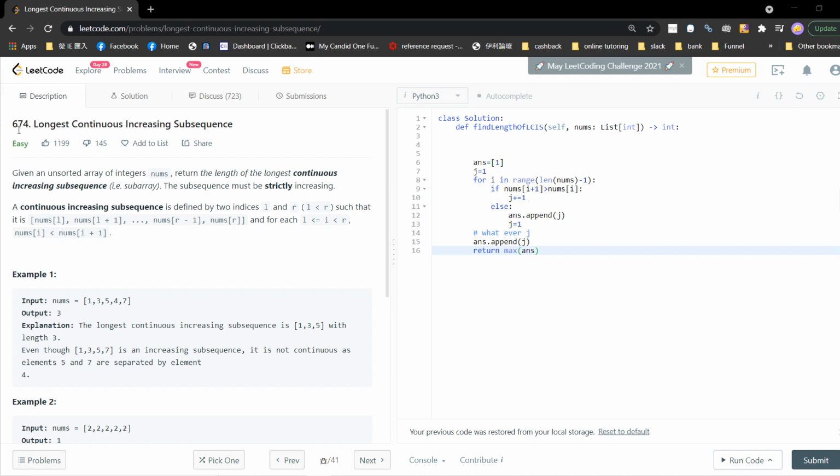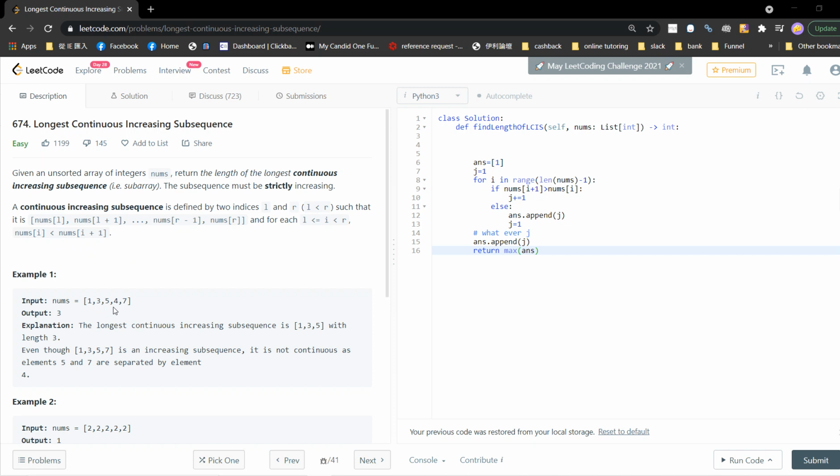So, 674, longest continuous increasing subsequence. This problem says that you have an array of integers and you return the length of the longest continuous increasing subsequence. Basically, the continuous increasing subsequence is defined by left index L and right index R. Notice that they are not allowed to be the same. So L plus 1 up to R, for each L less than or equal to i less than R, and satisfy this. So it must be increasing.